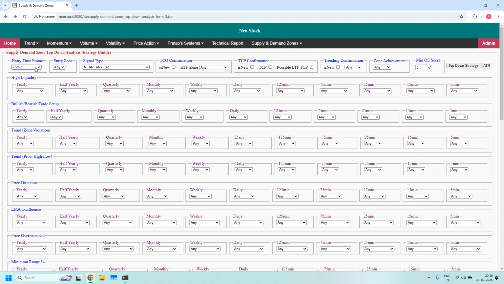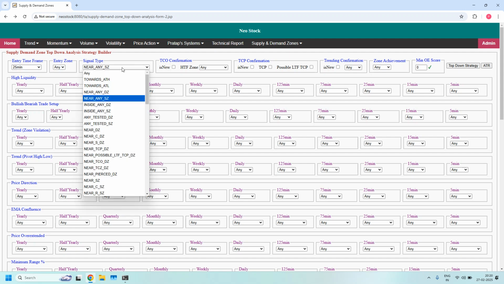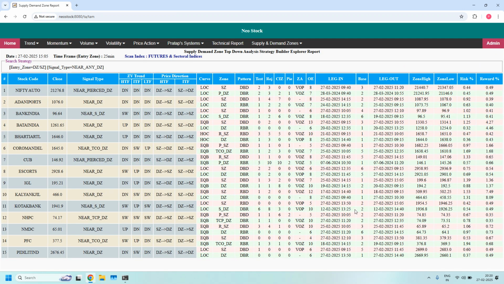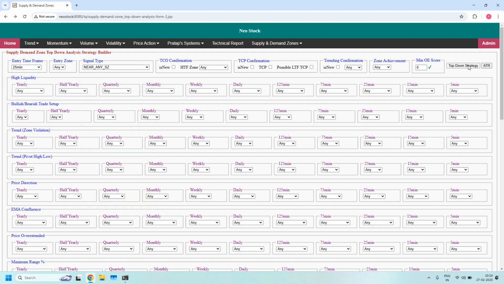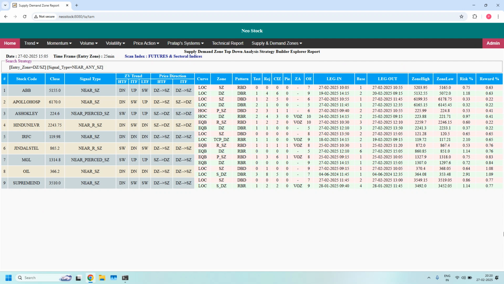Okay, next time frame is 25 minutes, stocks near the 25 minutes demand zone. We got 15 stocks. Next, 25 minutes time frame, stocks near the 25 minutes supply zone. We got 9 stocks.